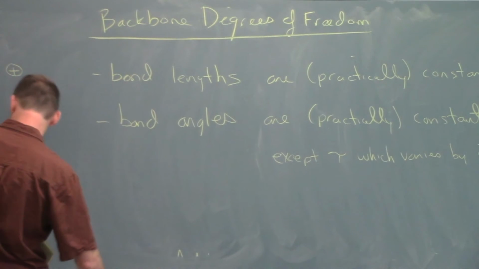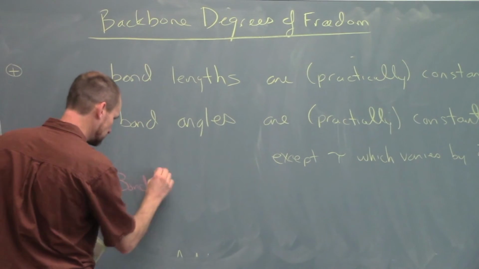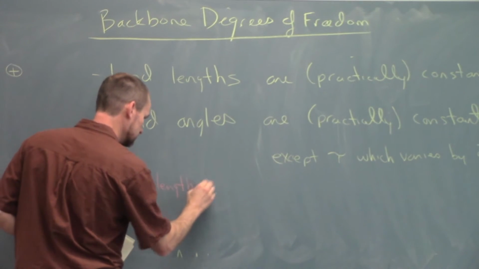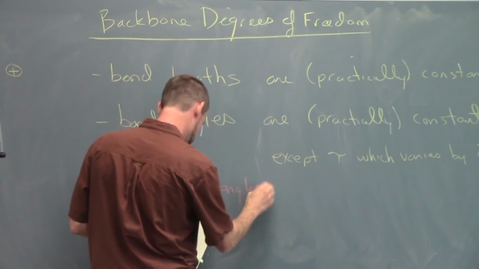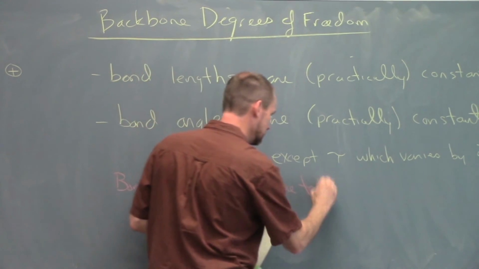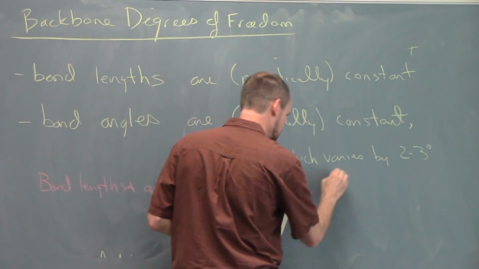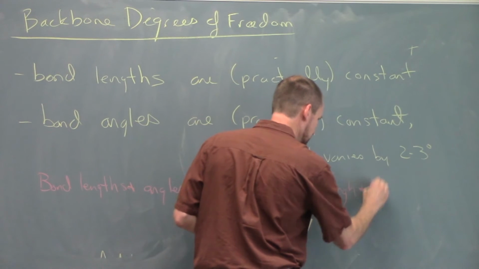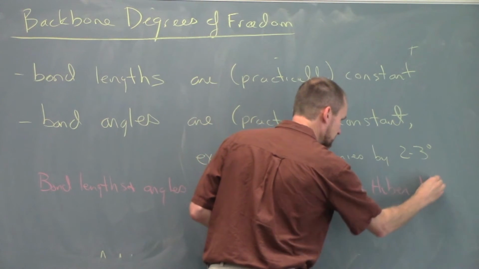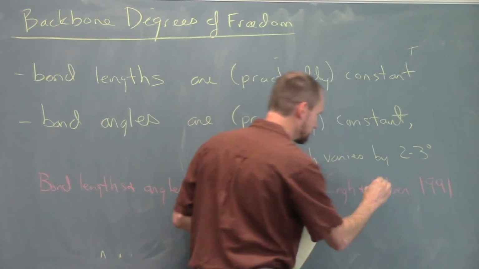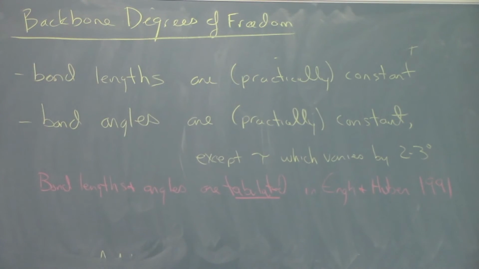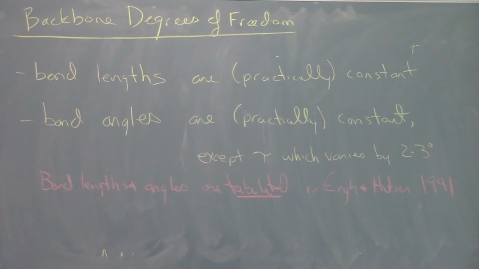Okay, so bond lengths and angles are tabulated in a paper by Engh and Huber back in 1991. So he's been around for a little while, and this is one of the articles that I posted on the website for reference. You don't need to read the whole article, but the tables will be useful, so you have these lengths and angles. Great, so if everything's constant, what's the tough part?